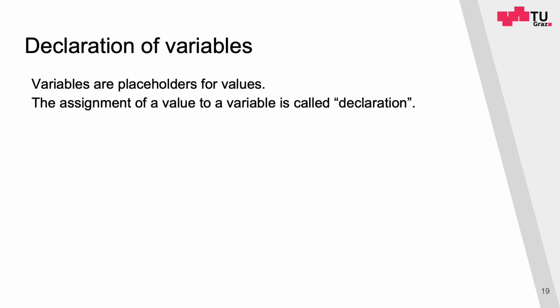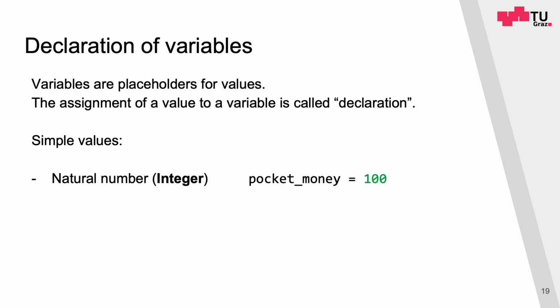As already said, variables are placeholders for values, and the assignment of a value to a variable is called declaration. So for example, if we want to store a natural number into a variable, we can type, for example, pocket_money equals to 100. And with this line of code, we have declared a variable which holds a natural number, and the variable is called pocket money. Or if we want to store a real number, which is called a float in Python, we can just type pi equals to 3.14. And with this line of code, we have declared a variable which is called pi, which holds the value of 3.14.